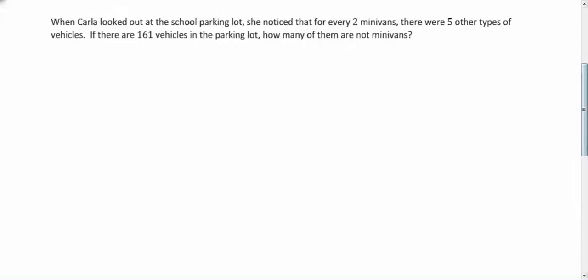It says, when Carla looked out at the school parking lot, she noticed that for every, and that is a ratio alert, so 2 minivans, there were 5 other types of vehicle. So if there are 161 vehicles in the parking lot, that's the total amount, how many of them are not minivans? A lot of kids miss that says not minivans.